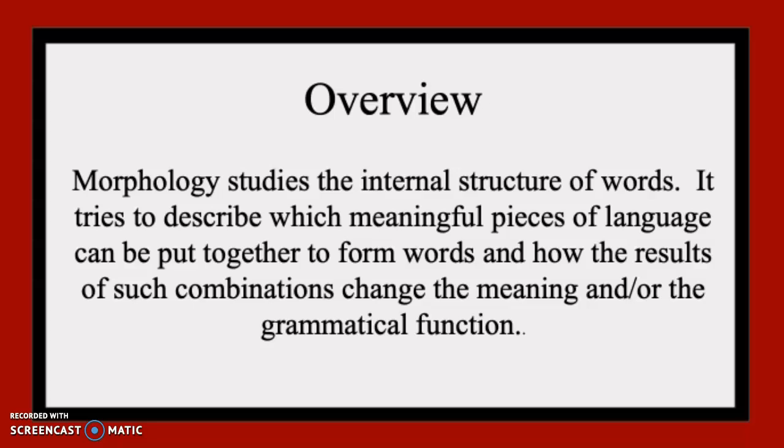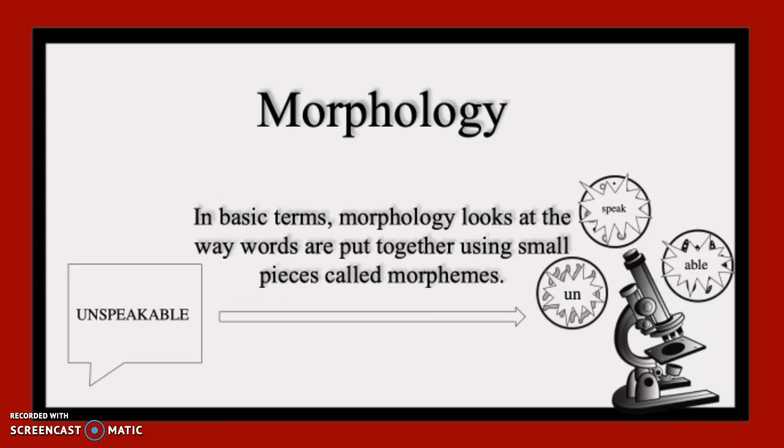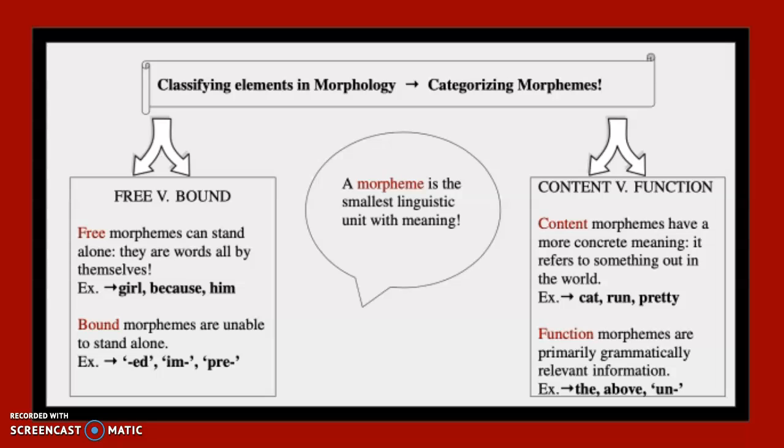Morphology is rule-governed, and these rules state the process for forming new words. These rules include affixation, compounding, reduplication, alternations, and suppletion. Since the morphological process is highly rule-governed, we will break the process apart and discuss each rule in more depth. In basic terms, morphology looks at the way words are put together using small pieces called morphemes. To begin, we need to understand what a morpheme is and how they are organized.